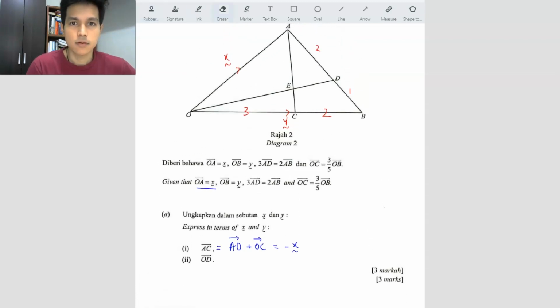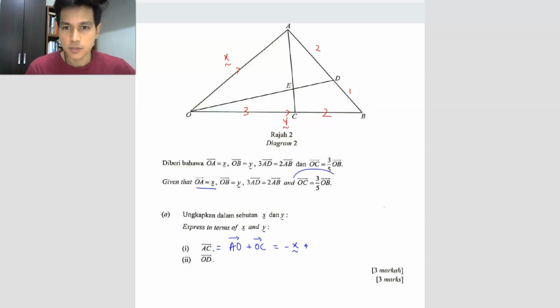Okay, so it's negative X plus, so this is 3, right? 3 out of 5, correct? So, or you can just straight away use here. OC is what? 3 over 5 OB. So that means plus 3 over 5. OB is Y. The vector is Y, right? There. So this is your answer. First part. Second part, they ask for OD.